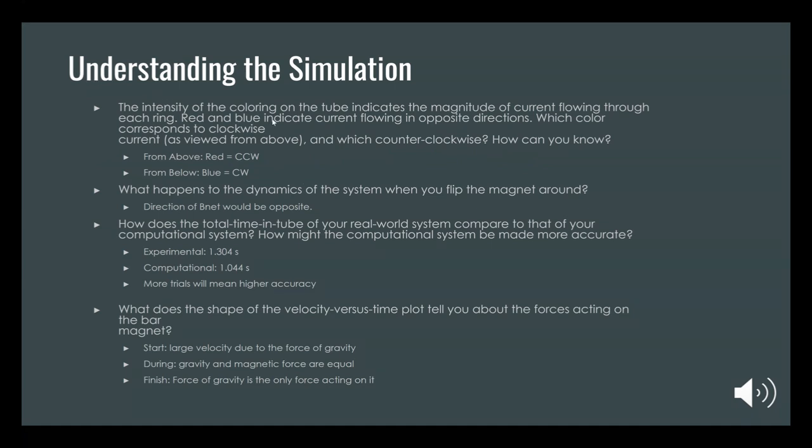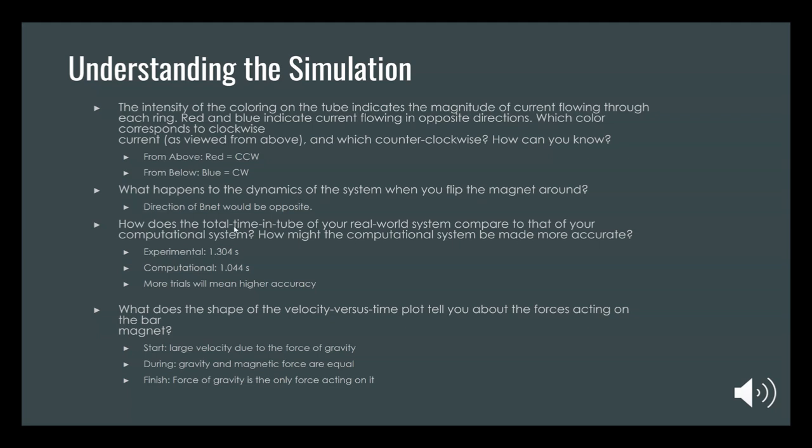One of the big things here is understanding the simulation. The intensity of the coloring on the tube indicates the magnitude of current flowing through each ring. Red and blue indicate current flowing in opposite directions. Which color corresponds to clockwise current and which counterclockwise? So we know that red is counterclockwise, blue is clockwise. What happens to the dynamics of the system when you flip the magnet around? The direction of the B net would be opposite if we did that.